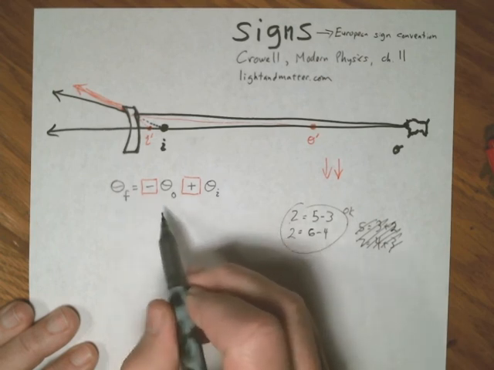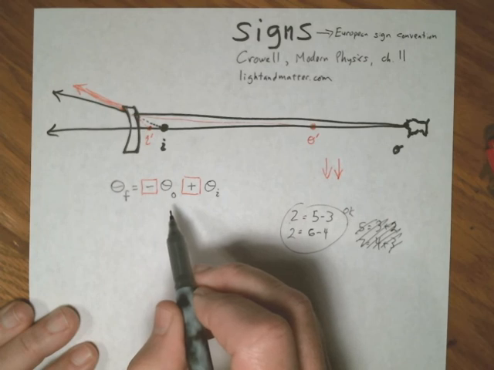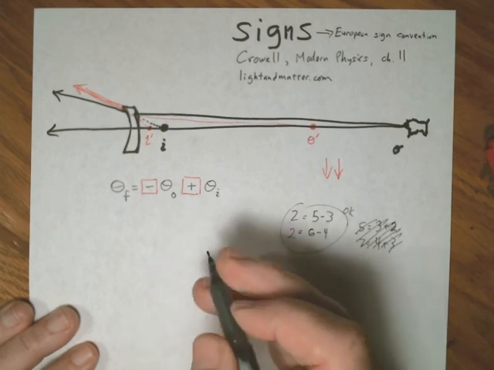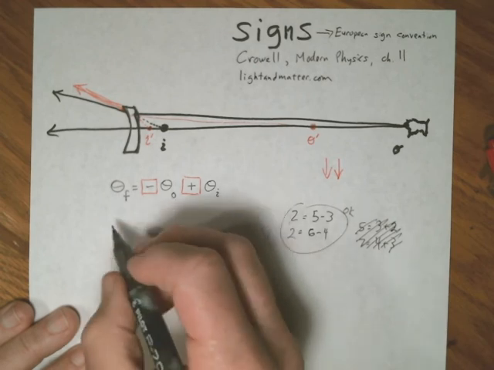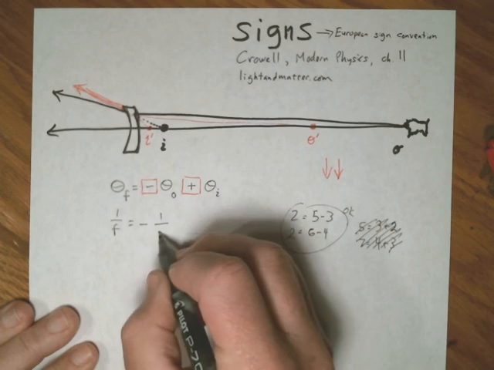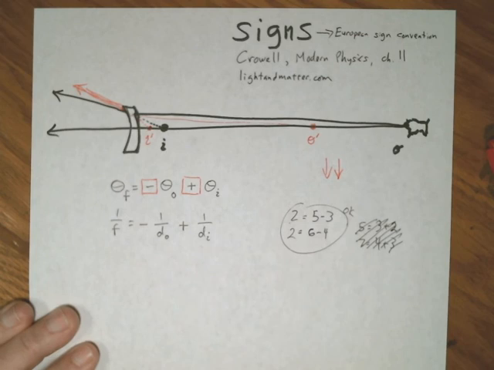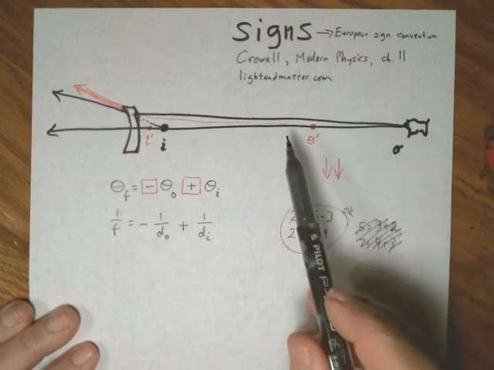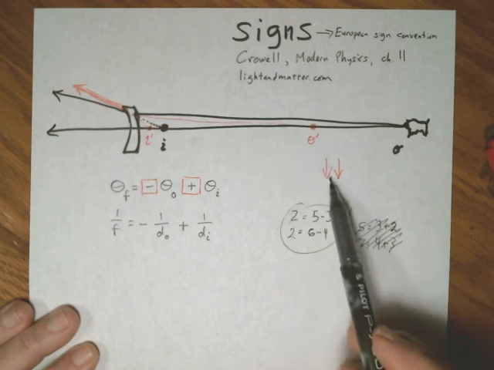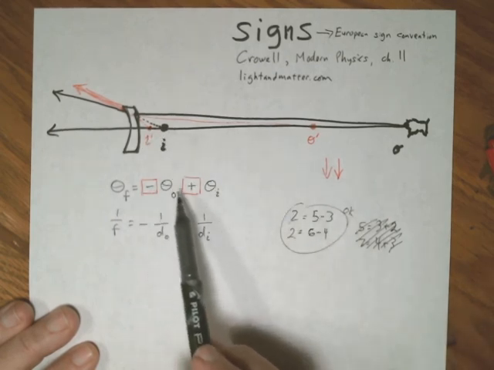That result by itself could be all we needed, but in most cases we're actually interested in predicting or measuring the distances, not the angles. So the d's are just like 1 over the thetas. So we go 1 over the focal length minus 1 over the object distance and plus 1 over the image distance. So there are 2 steps here. Step 1 is to use the ray diagram to determine the trend. Step number 2, if necessary, is to use the sizes of these angles to determine which one's the plus, which one's the minus.